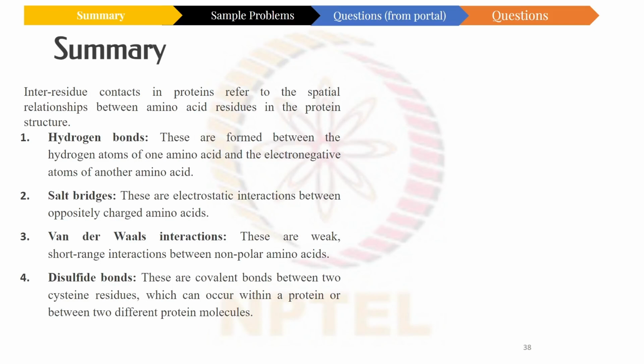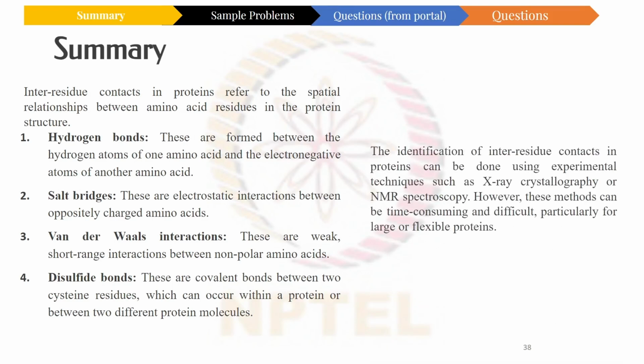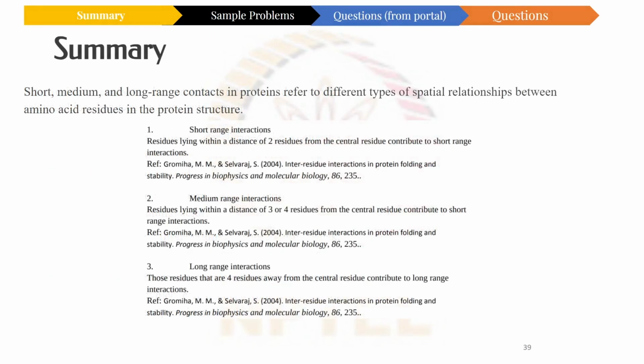However, these techniques can be time consuming and difficult, particularly for large or flexible proteins. Therefore, computational methods have been developed to predict the interresidue contacts from protein sequences or structures based on statistical or machine learning models. So these predictions can be useful for understanding protein folding. So similarly, we look into short range, medium range and long range contacts also.